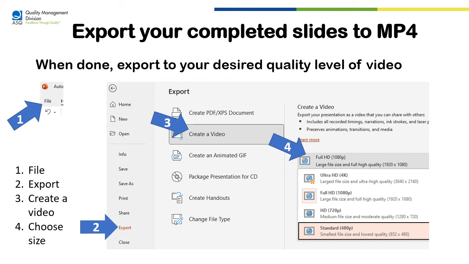So when you're done with this, then you exit the recording screen and you go to the upper left tab in PowerPoint called File, arrow number 1. Choose Export, arrow number 2, and then choose Create a Video, arrow number 3. And then choose your file size. Full HD or standard may be best, but it is really up to you what kind of resolution you want to export.